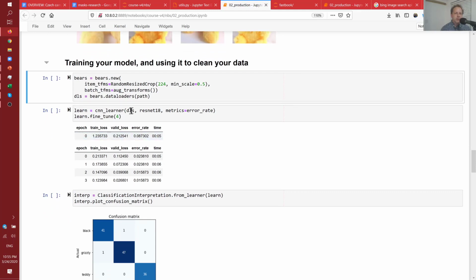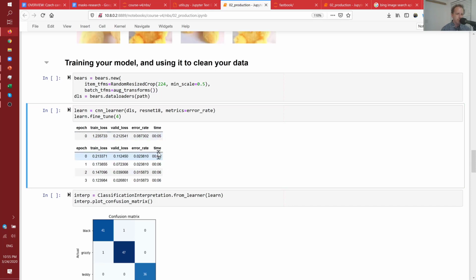So once we've got DLs, we can, just like in lesson 1, call CNN learner to create a ResNet. We're going to create a smaller ResNet this time, a ResNet 18. Again, asking for error rate. We can then call .fineTune again. So you see it's all the same lines of code we've already seen. And you can see our error rate goes down from 9 to 1. So we've got 1% error.